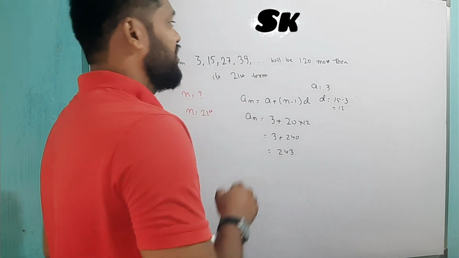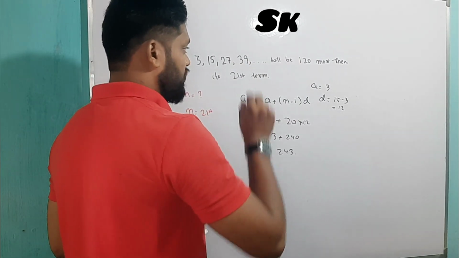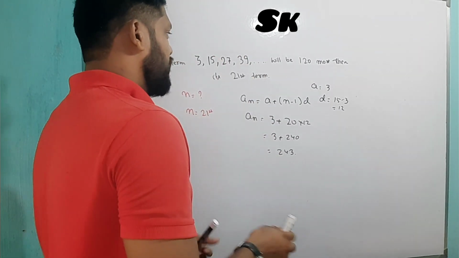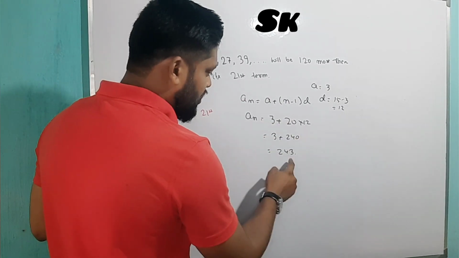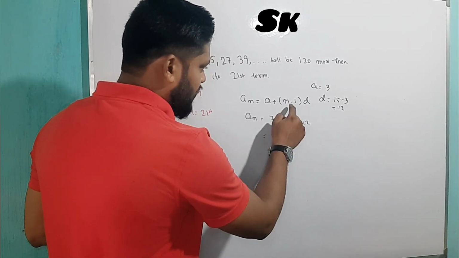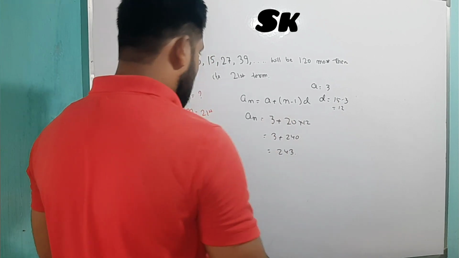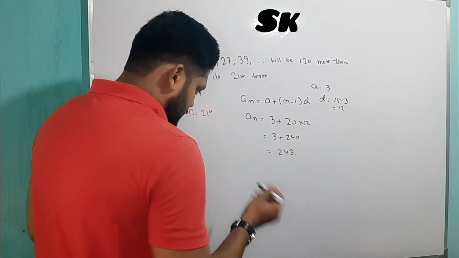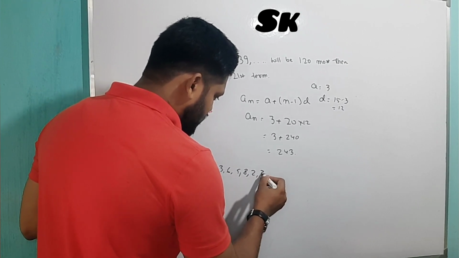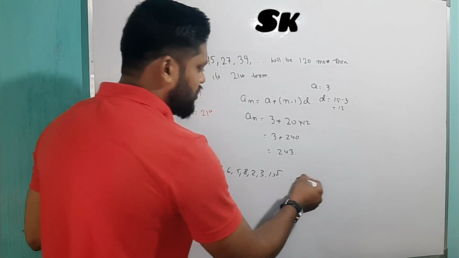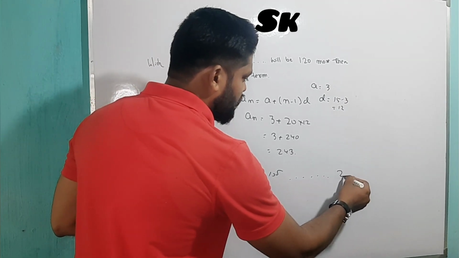Now what are they saying? A sequence is a set of numbers, and this is the 243 when n is equal to 21. Just like there are numbers 3, 6, 5, 8, 2, 3, 1, 5, we don't know what the numbers are. The 21st term is 243.